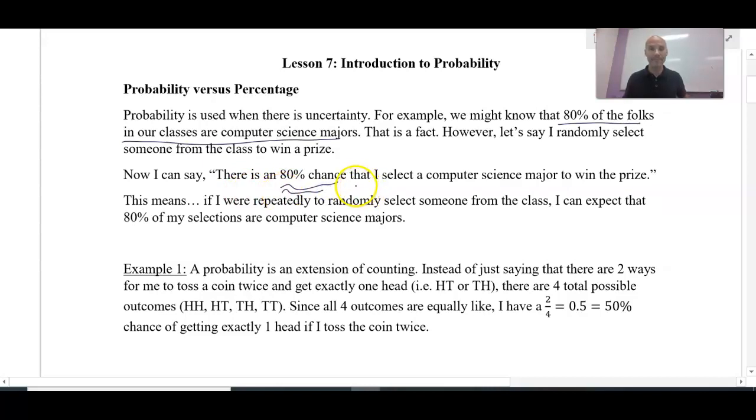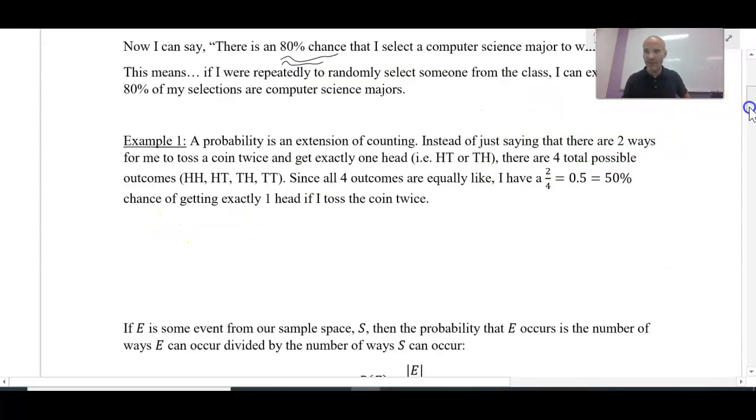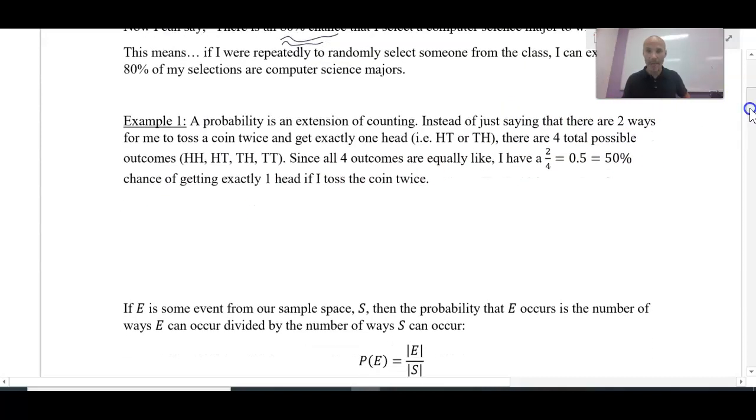So this means if I were to repeatedly randomly select someone from the class, I can expect that 80% of my selections would result in computer science majors. So this percentage describes something that we expect to happen in the long run if we repeatedly did the same thing over and over again. As far as how we work with probabilities in comparison to percentages, it's exactly the same.